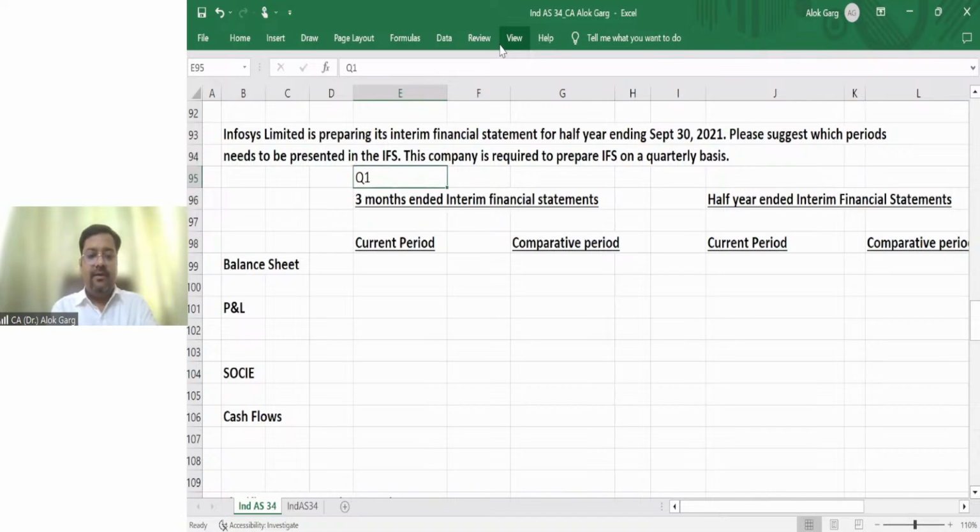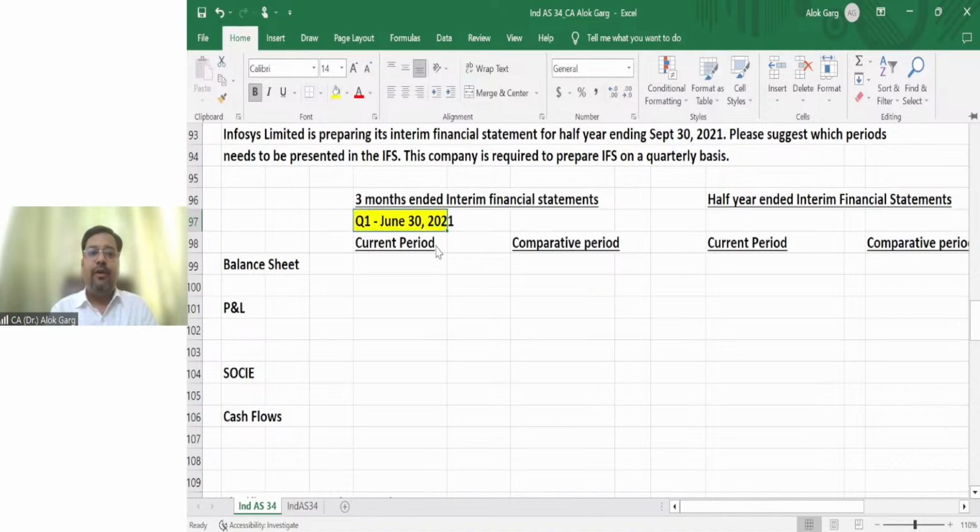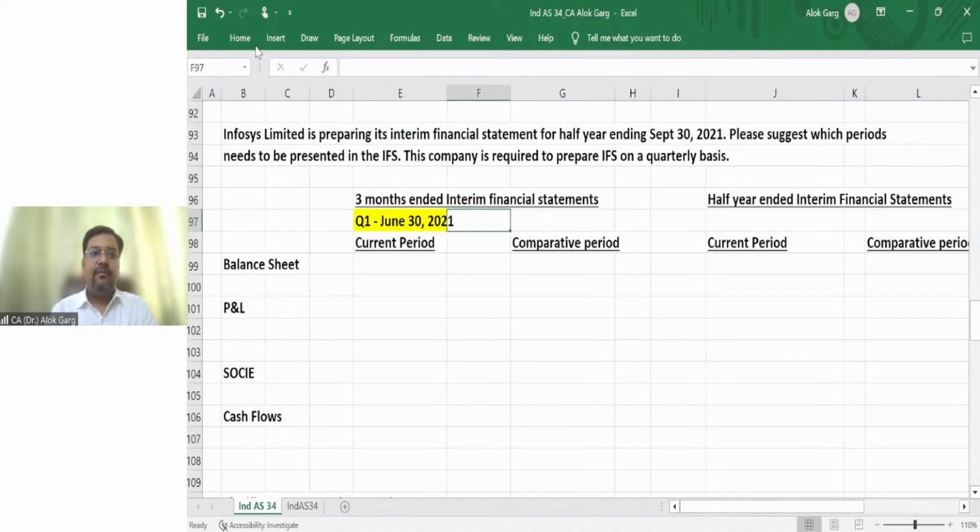Quarter one means June 30, 2021 in this case. Quarter one means June 30, 2021, right? Is that clear? I hope it is clear.